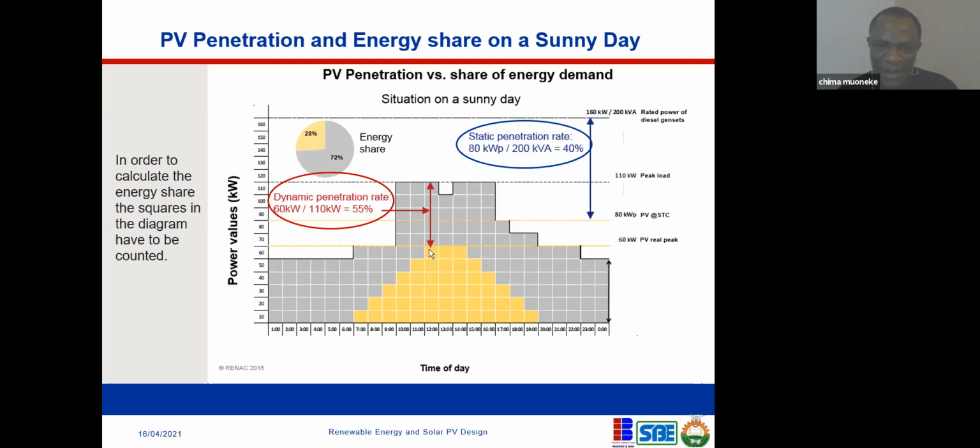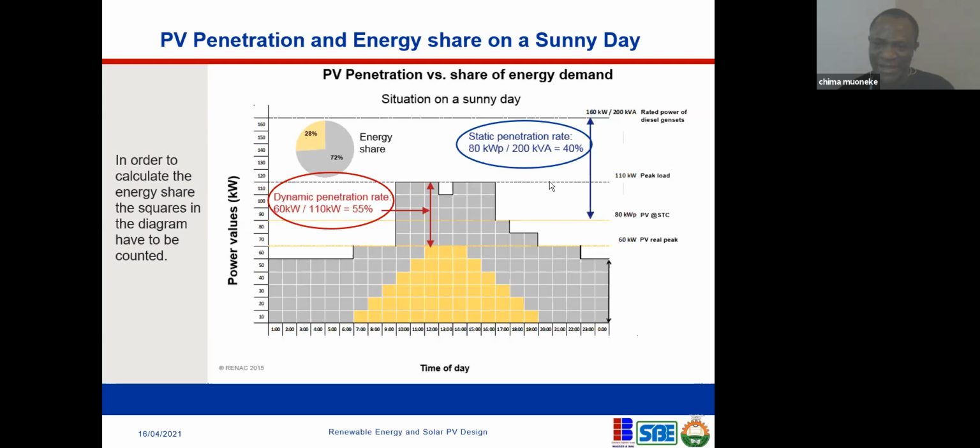If you take your time and count all of these squares, you count the squares in yellow, and then you divide it by the total number of squares, you're going to get 28%. And that tells you the energy share from the solar PV system. And then of course the rest of the energy is coming from the generator. So this is energy share.